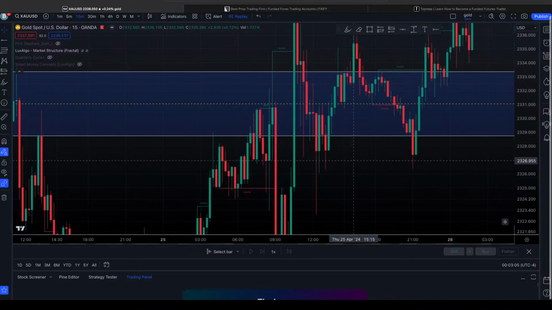What are you looking for before going into a trade? Are you looking for engulfing or pin bar candles, or do you have other method?